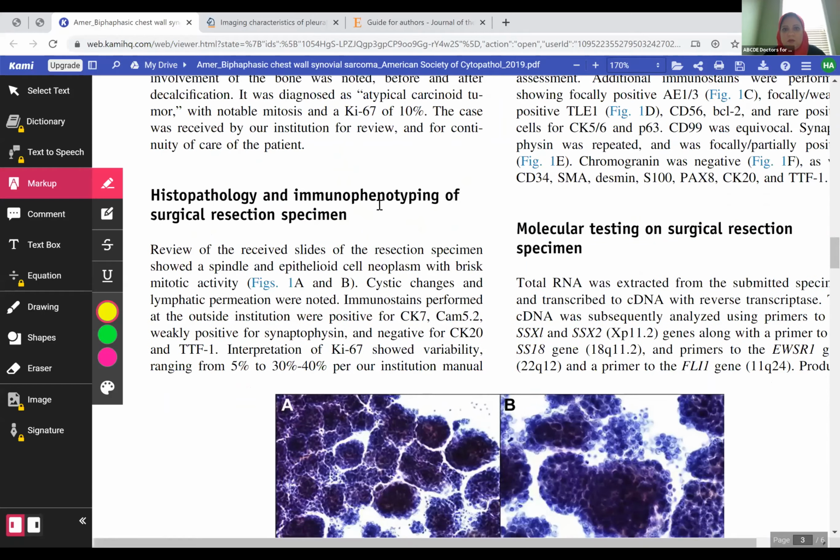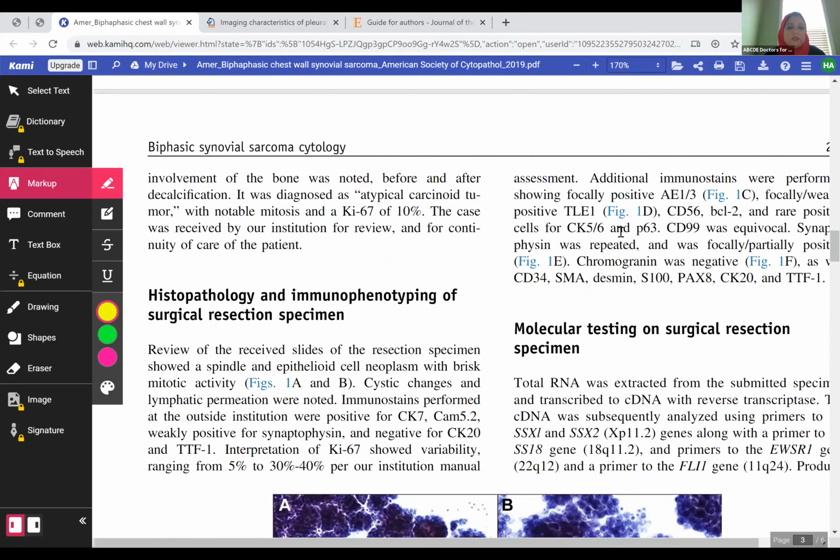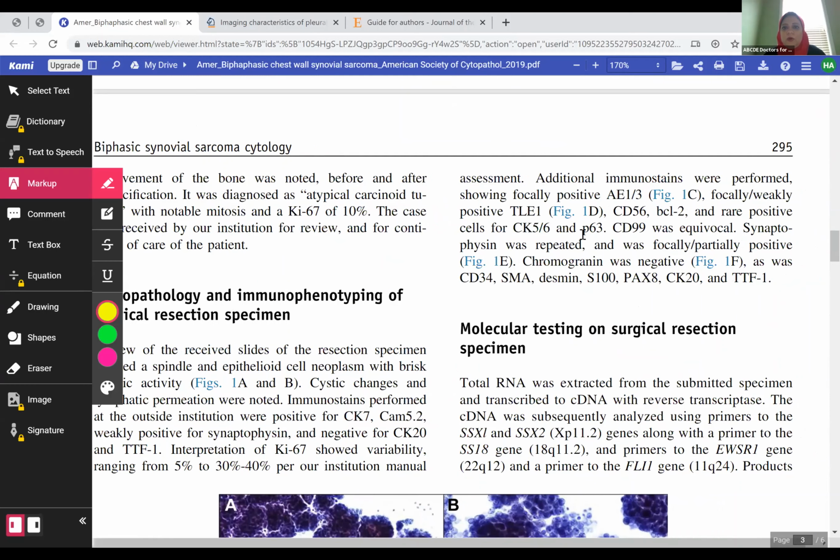And then, here's the rest of the part. Additional immunostains. So what did we do in addition to what was already done before? We also repeated the TLE1, which, oh wait, it wasn't done previously. Okay, so TLE1 was positive, and I chose to put that in the figure, because that is important.